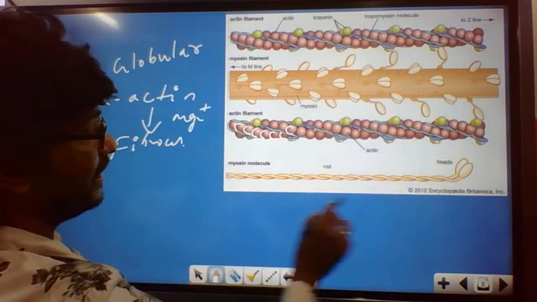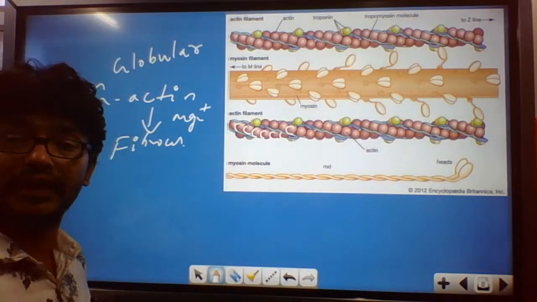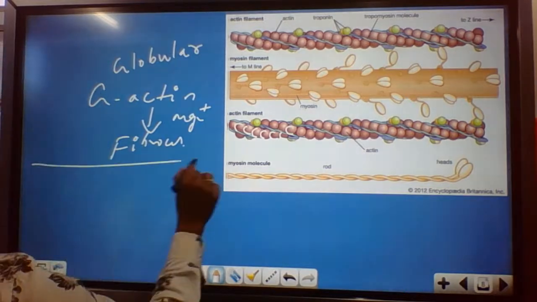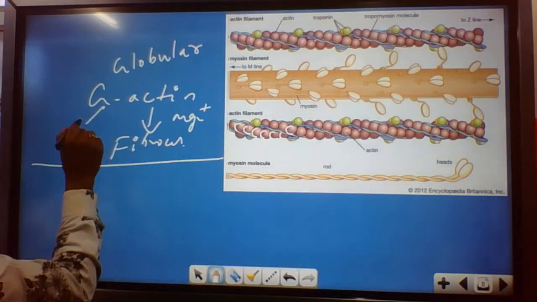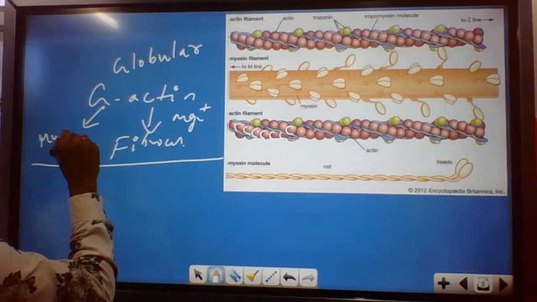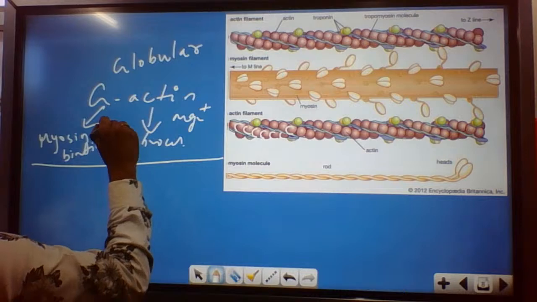Along with the G actin we have two other regulatory proteins, troponin and tropomyosin. What is the significance of G actin? G actin consists of the myosin binding sites.